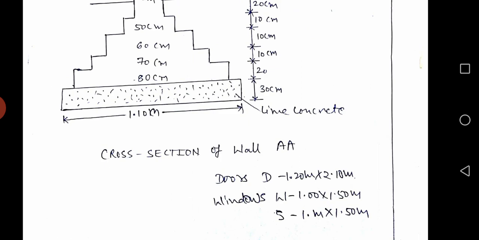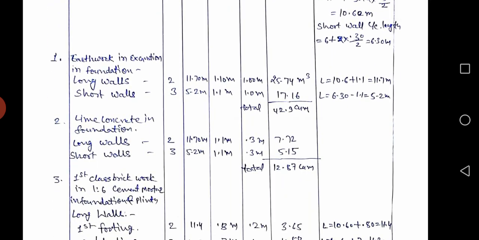Lime concrete width is 1.1 meter, that is the trench, foundation trench, and the excavation width is also 1.1 meter. So for both sides, center to center, excavation width is added. So 2 into 1.1 divided by 2, or directly we add 1.1 for both sides. So 10.6 plus 1.1 equal to 11.7 meter.